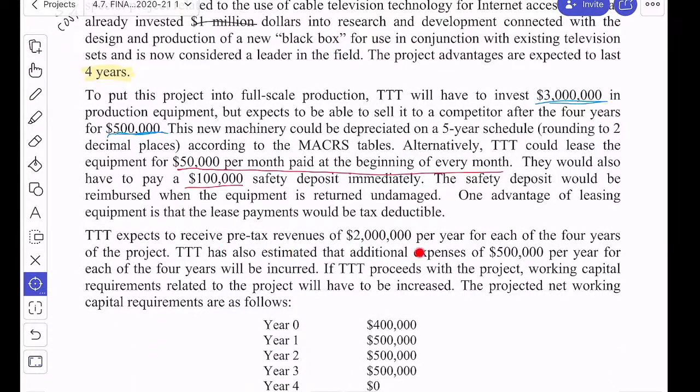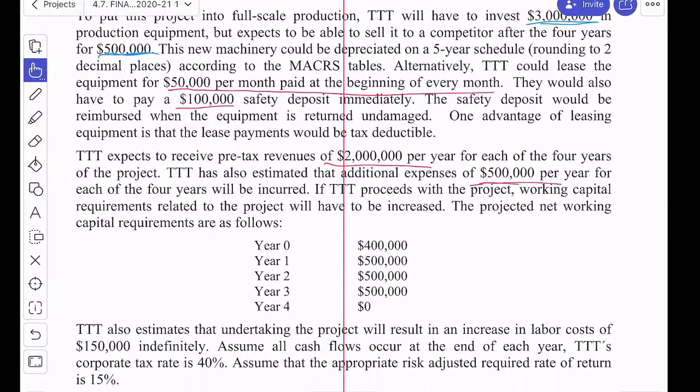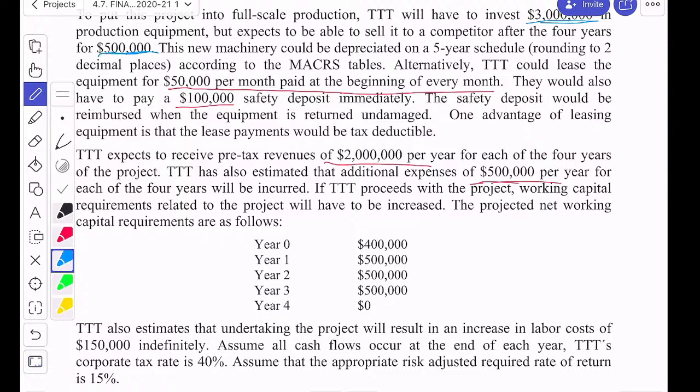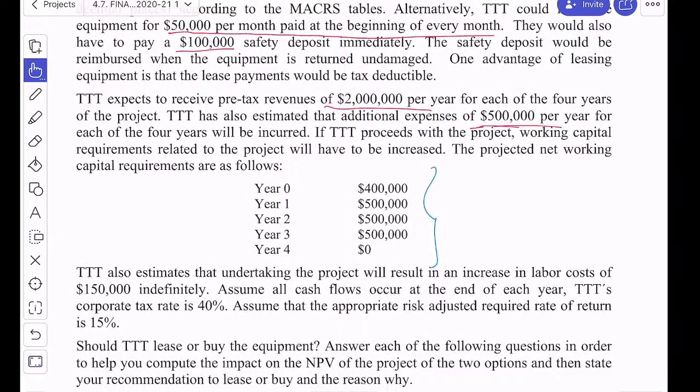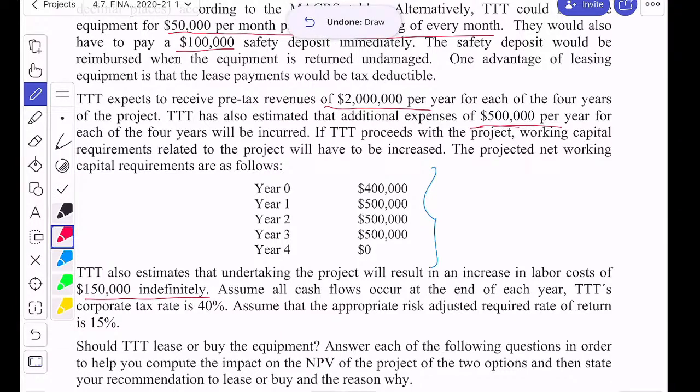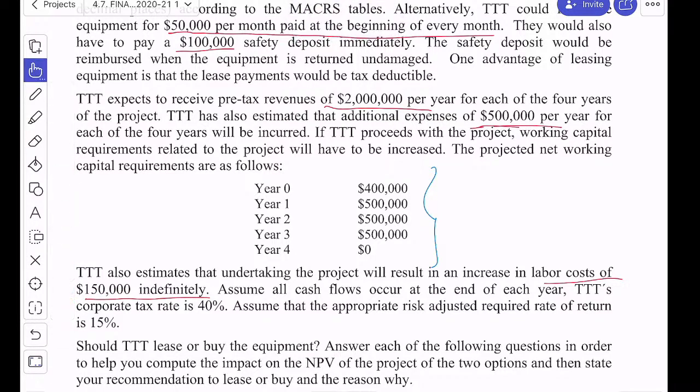Next, pre-tax revenue. So this is red. This is income for 4 years, and expenses $500,000. And these are the investment capital, net working capital requirements, which I also put in blue. And then labor cost increased shortage, so that will go into income. Okay, so that'll be indefinitely. That's not just for the 4 years of the project. This is the tax rate, and that's it. So the question is, should you lease or buy the equipment?